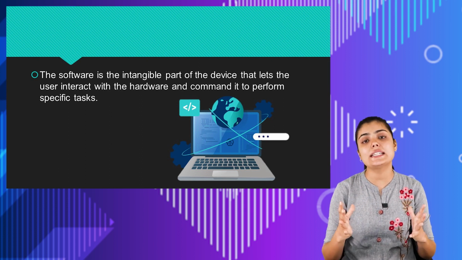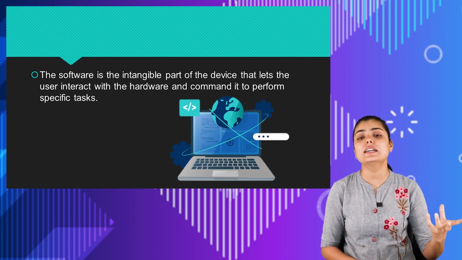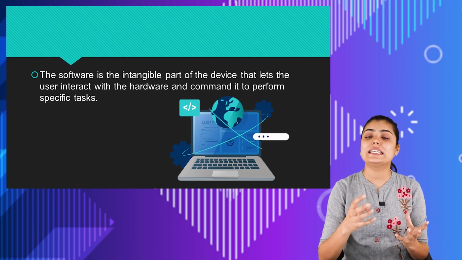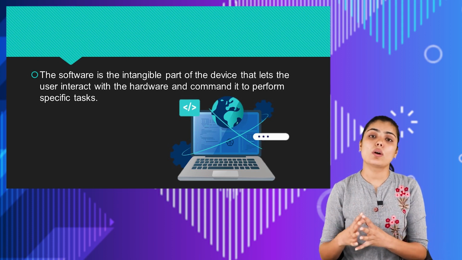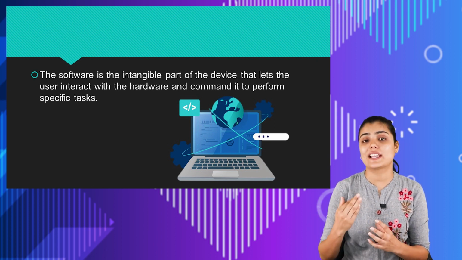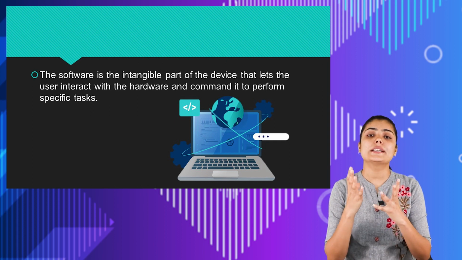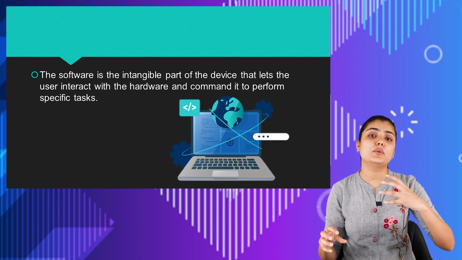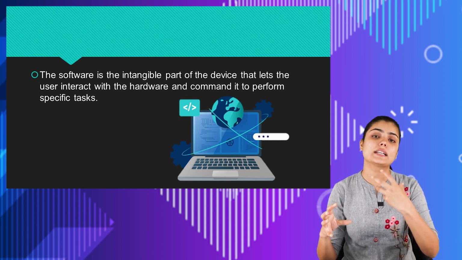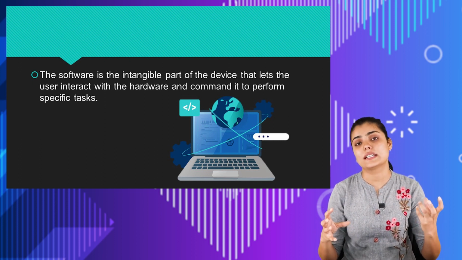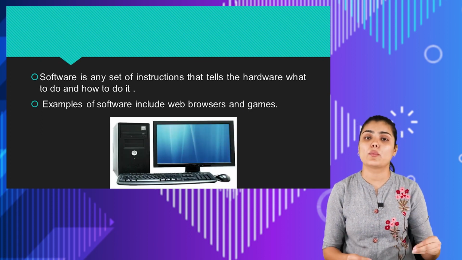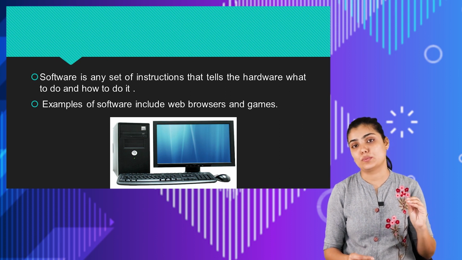So software is the intangible component, whereas hardware is the tangible component which has a physical structure which can be seen by the user. Whereas software are the intangible components of a computer that cannot be seen or that do not have a physical structure, but it is through the software that a user communicates or interacts with the hardware. So it is the software that commands the hardware to perform certain specific tasks. Software is a set of instructions that tells the hardware what is to be done and how it is to be done.